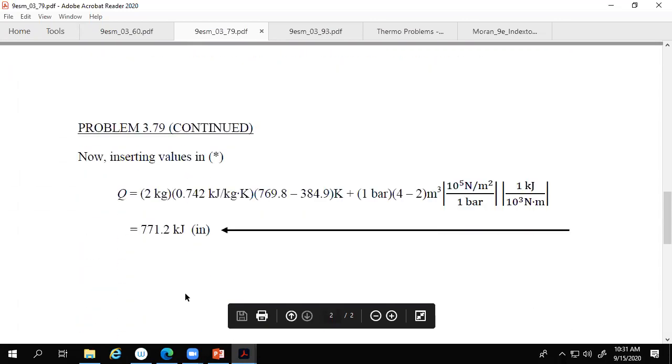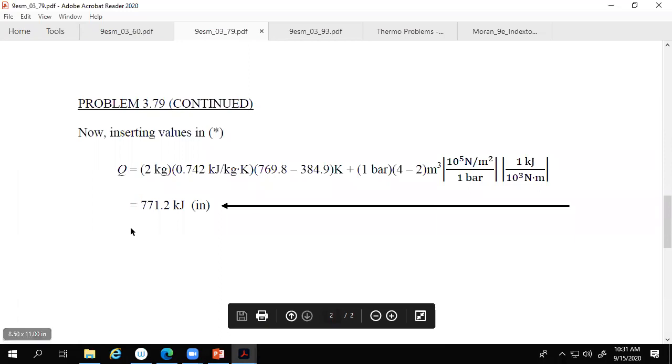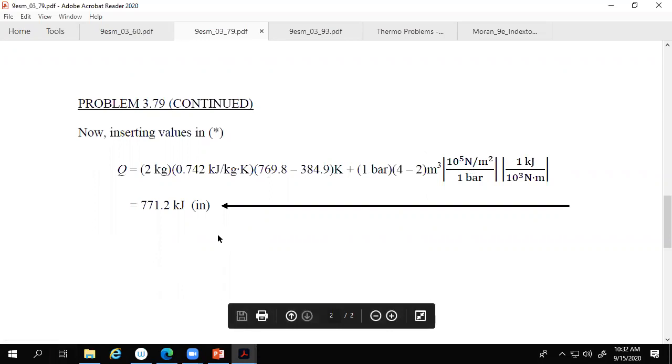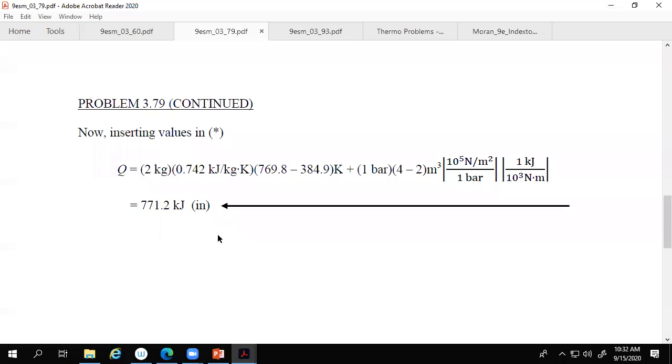All right, so there we go. Sticking it all in together, 2 kilograms times the specific heat times the temperature difference plus the work term. So this is the pressure. This is the change in volume from, it goes, it ends up at 4 minus 2, and the unit conversions. And we get 771.2 kilojoules.